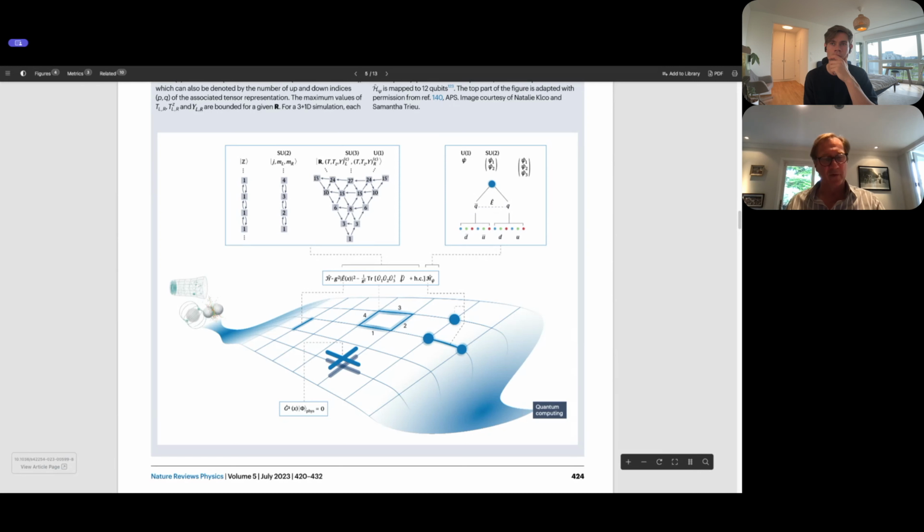And what we've drawn here is the hypercubic lattice, which has been very successful for classical computing. And I should mention actually the work that we're talking about here is done with Zora Davoudi, Christian Bauer, and Natalie Klco. I should have mentioned this at the very beginning.